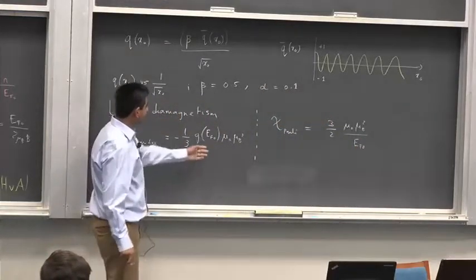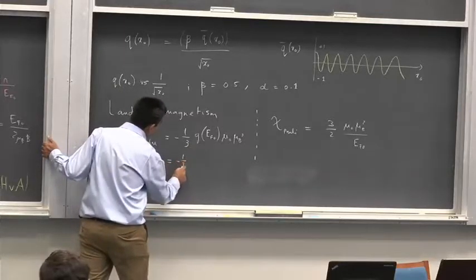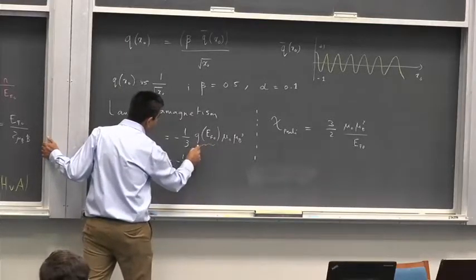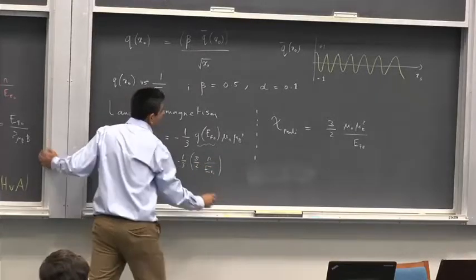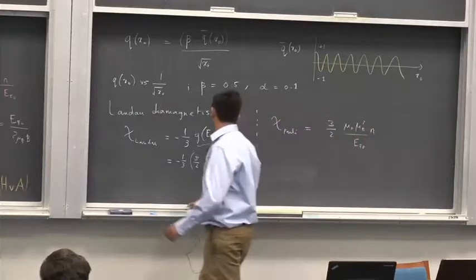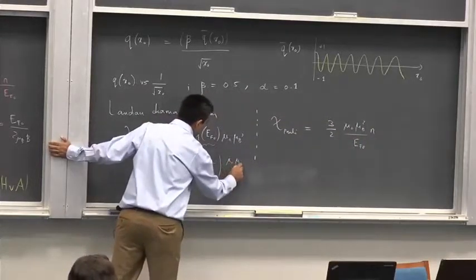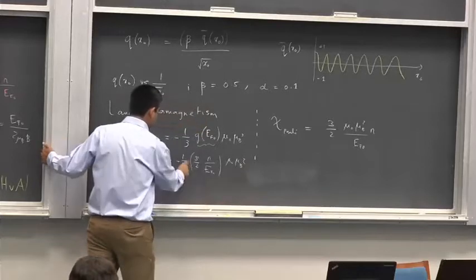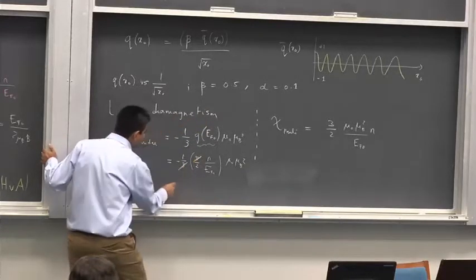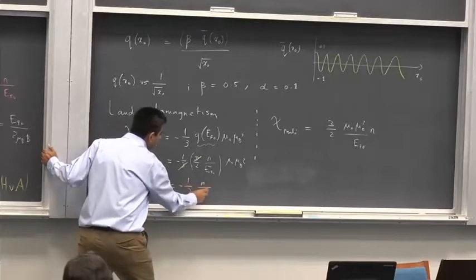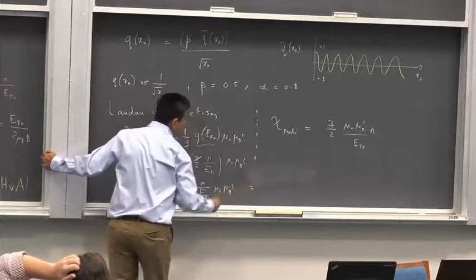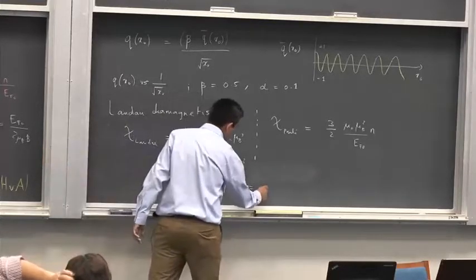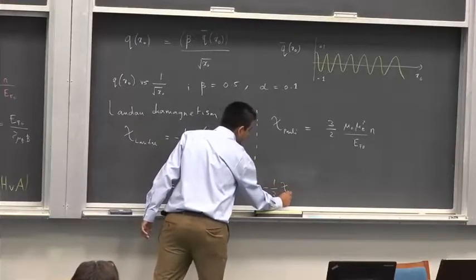Now if you compare this expression with this expression, this is minus 1 over 3. This thing is 3 over 2 n over EF naught. Of course there's an n here as well. So mu naught mu B square. So this is minus 1/2 n EF naught mu B square, and this equals minus 1/3 of the Pauli susceptibility.